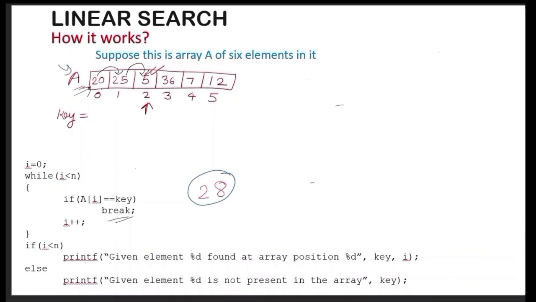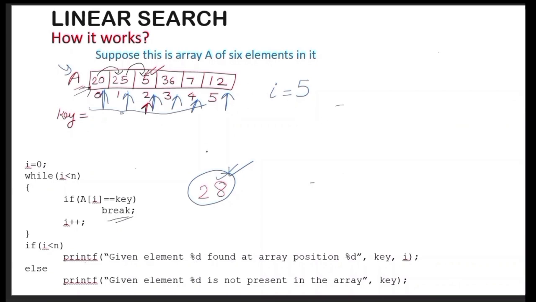So 28 is compared with A of 0, it is false. A of 1, 28 is compared with 25, it is not equal to 25. 28 is compared with 5, 28 is compared with 36, 28 is compared with 7, and 28 is compared with 12. So we have reached the last of the array, where array index i is equal to 5, and we have found that this element 28 is not present in this array A.